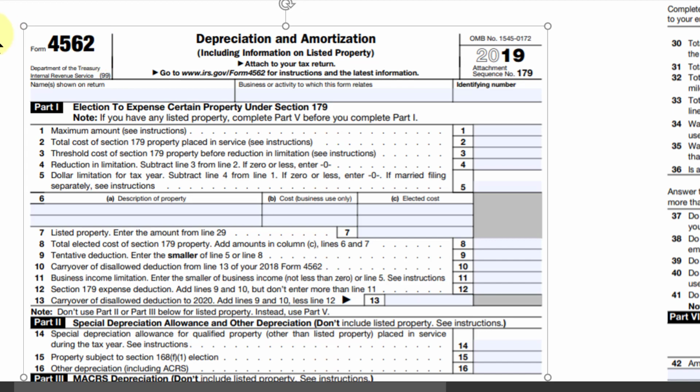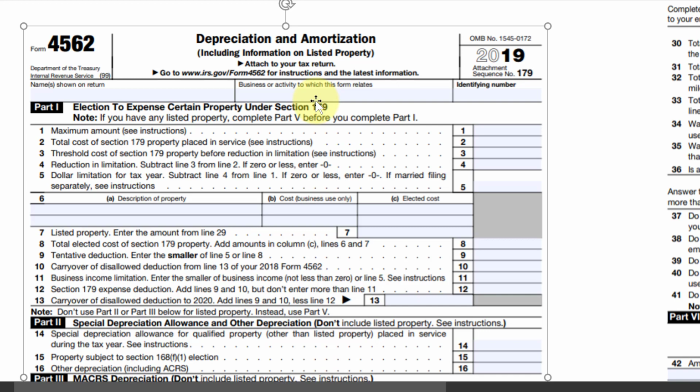So in part 1 is the 179 deduction. Remember that $1 million limit and the purchase threshold limit of $2.5 million. And then there's an income limitation that you cannot generate a loss with 179. This is the first of the three that you would choose to deduct.